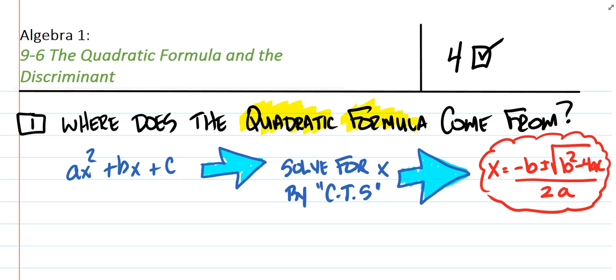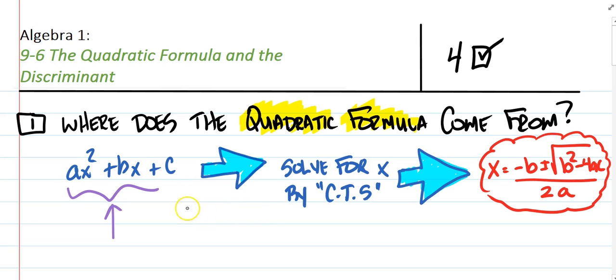First thing that I want my students to understand is, where does the quadratic formula come from? I'm sure that you've seen the quadratic formula before, or you've heard about it, but I don't know if everyone is sure where it comes from. So the whole thing starts with a basic standard form of a quadratic, ax squared plus bx plus c.